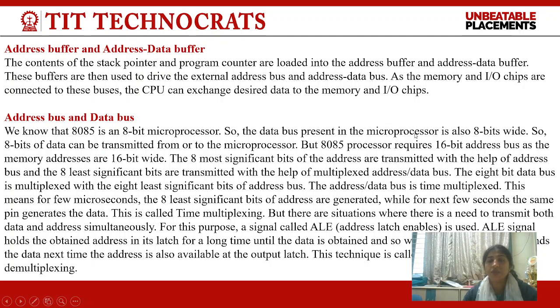Now, address bus and data bus. The data bus present in the microprocessor is 8 bits wide, and 8 bits of data can be transmitted to and from the microprocessor. The 8085 processor requires a 16-bit address bus for a memory address of 16-bit width. The 8 most significant bits of the address bus are transmitted with the help of the address bus, and the 8 least significant bits are multiplexed with the data buffer. The 8-bit data can be multiplexed with the 8 least significant address bits.